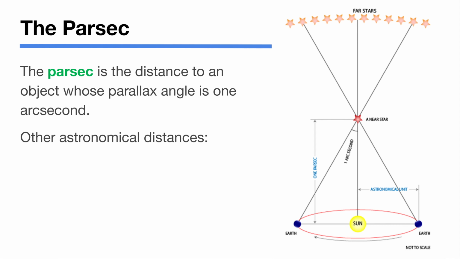Okay, that's a weird one, but that's what it means. The parsec: the sec is for second, an arc second, and the par is for parallax. So parsec is like parallax of 1 second.